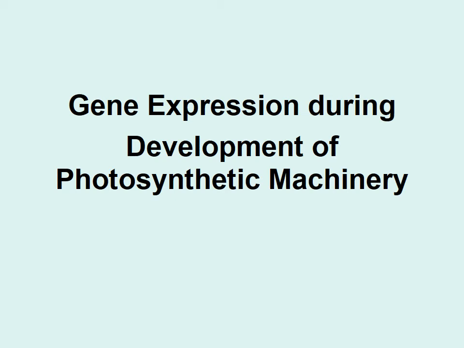Dear students, today we are going to discuss gene expression during the development of photosynthetic machinery. In the previous lectures, we have seen the chlorophyll biosynthesis that takes place from aminolevulinic acid to the synthesis of chlorophyll a via 14 different types of enzymes and steps involved.